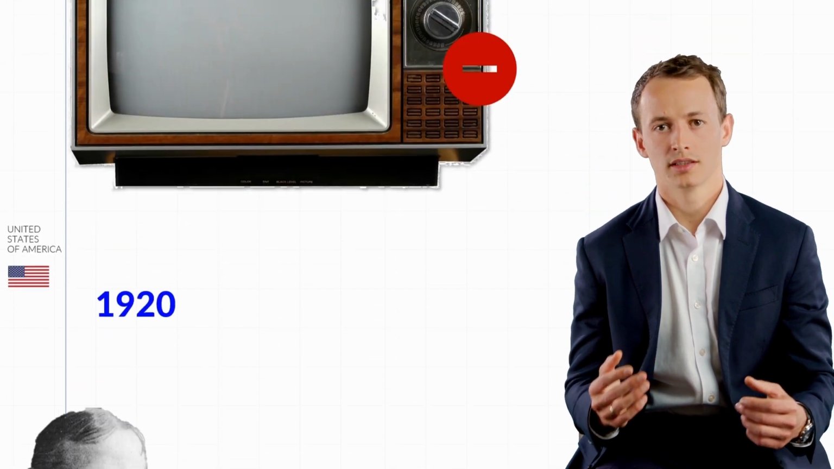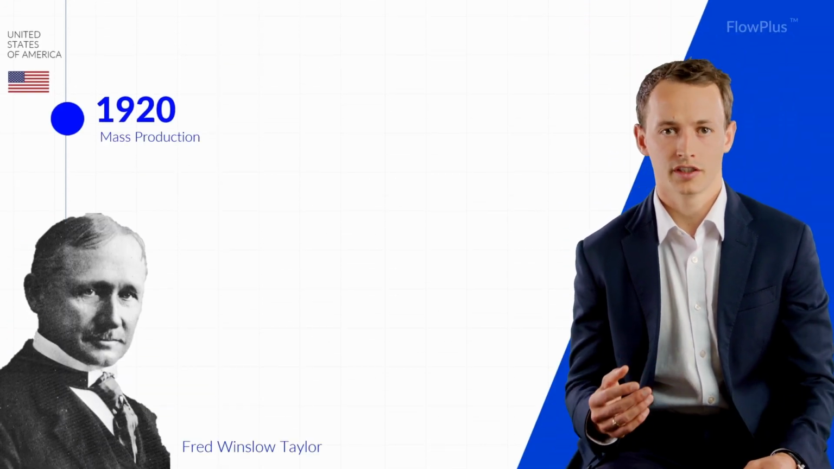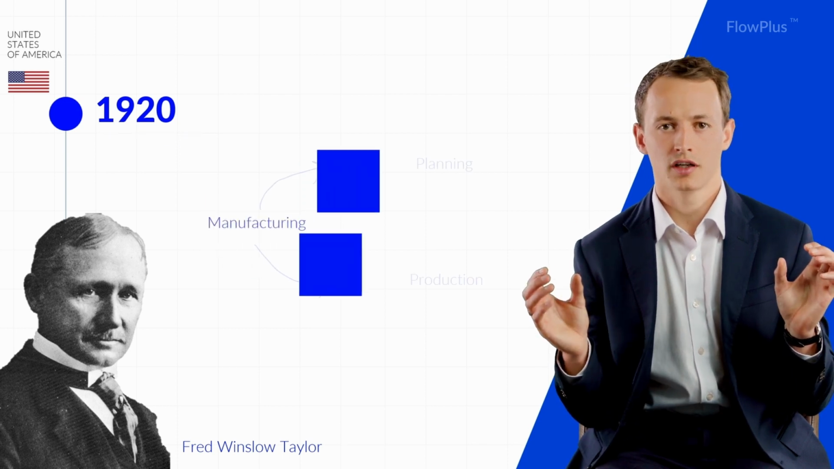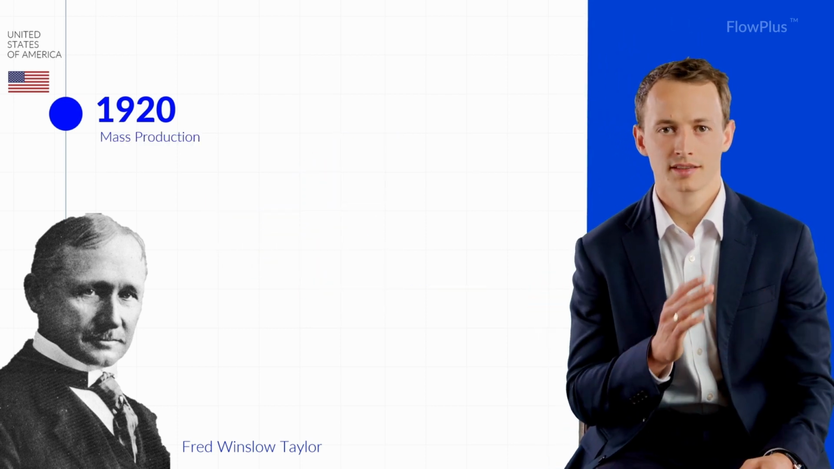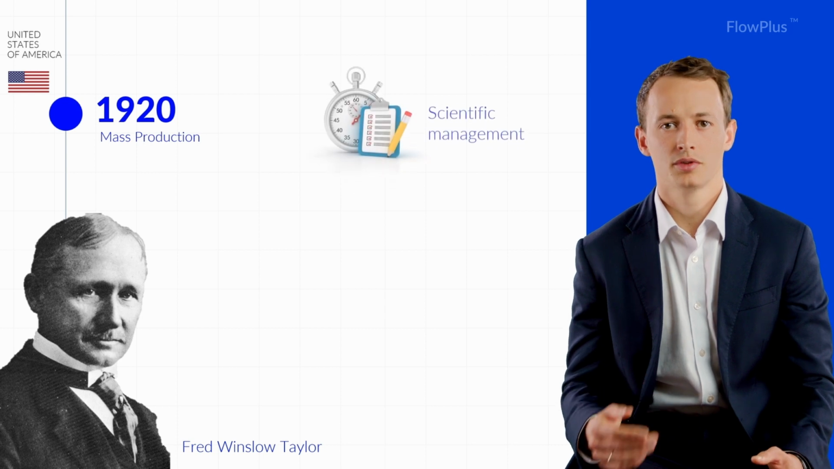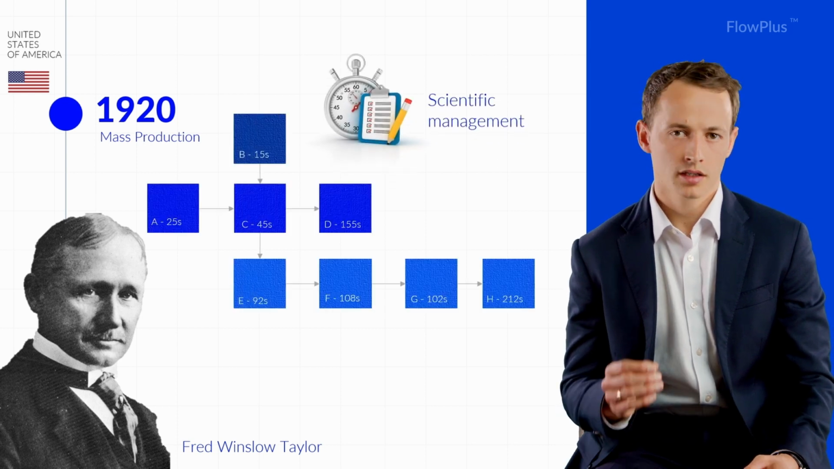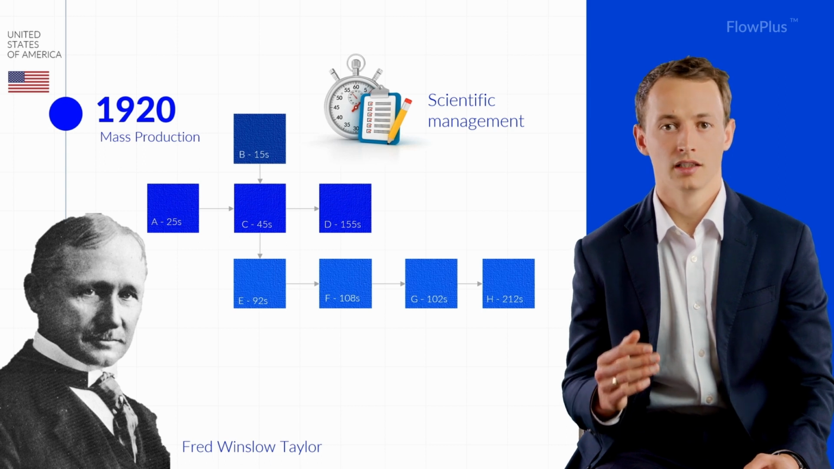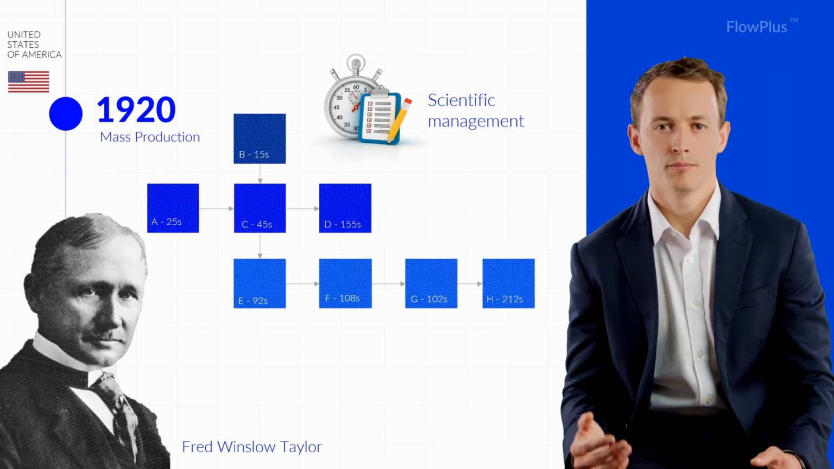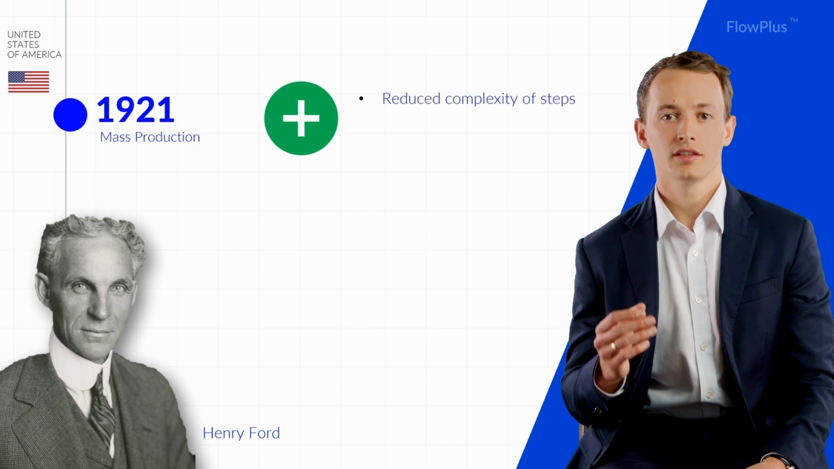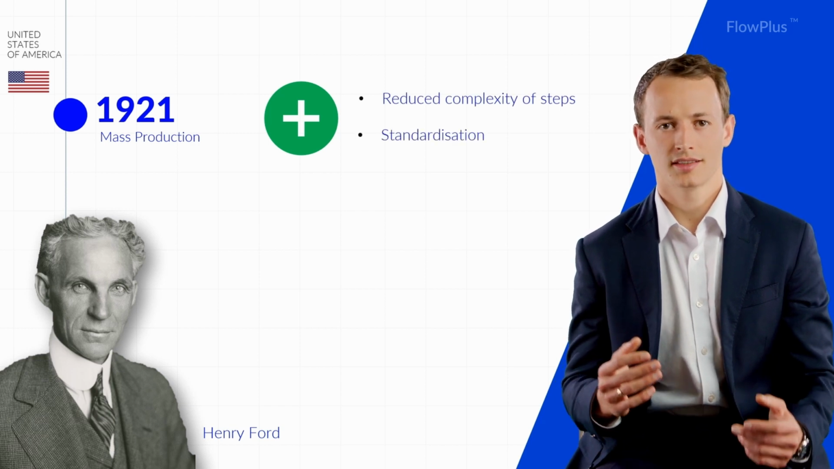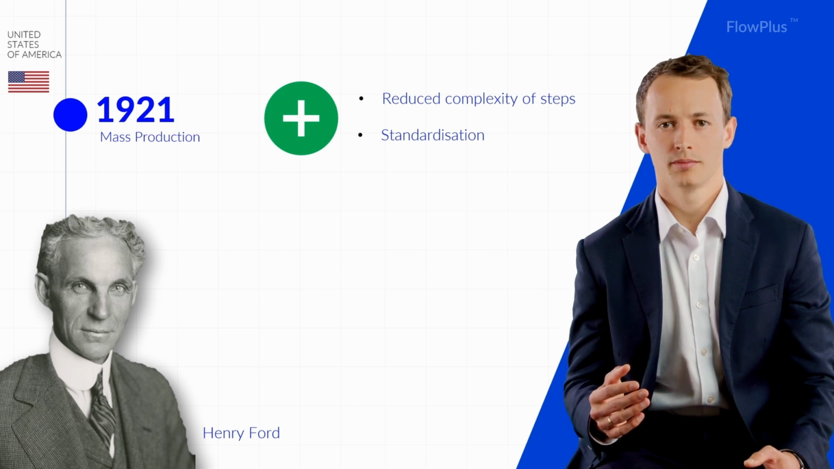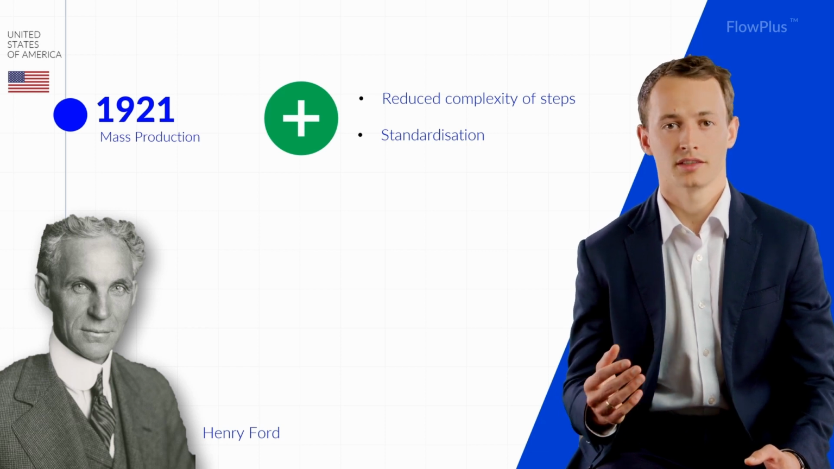That's when Fred Winslow Taylor sought to improve efficiency by first separating planning and production functions. He started mapping the sequence of steps and the processes needed to build a car. This scientific management style made huge improvements, and he launched a new way of working, mass production. By reducing the complexity of steps and standardizing dimensions, he eliminated the craftsmanship and revolutionized mass production.